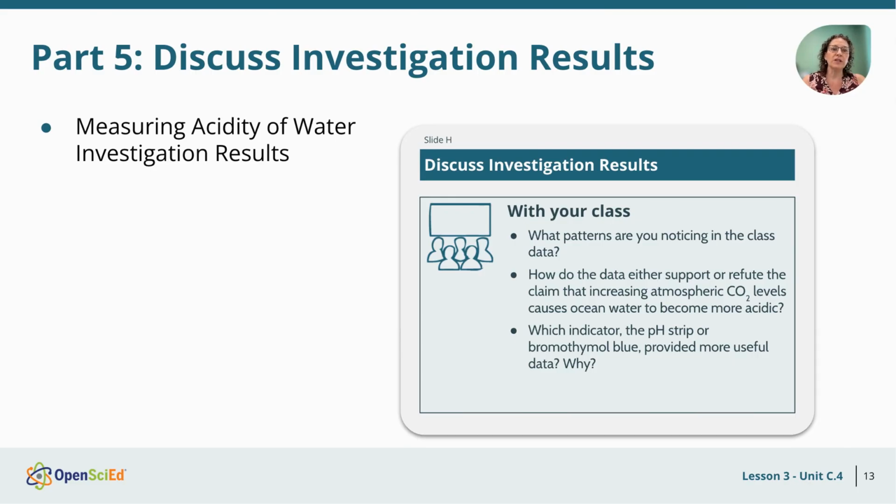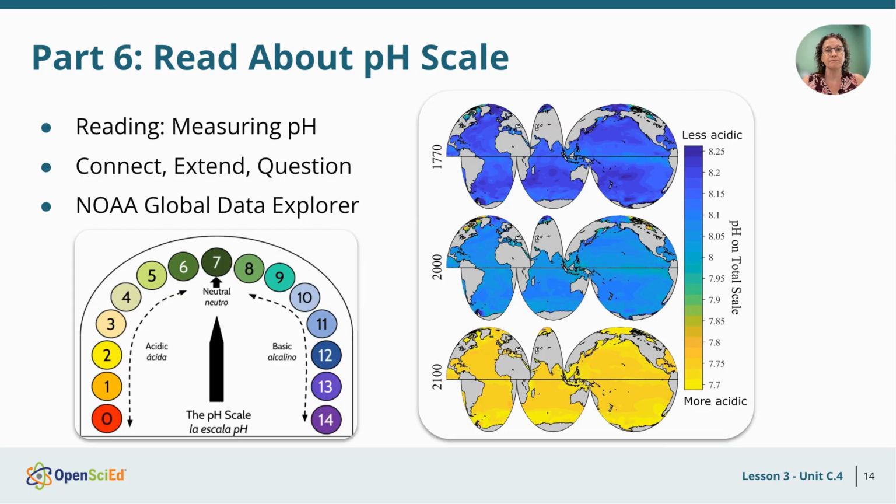This is important because we are working toward the students identifying their own empirical evidence that supports the claim that increased atmospheric carbon dioxide levels have caused ocean water to become more acidic.